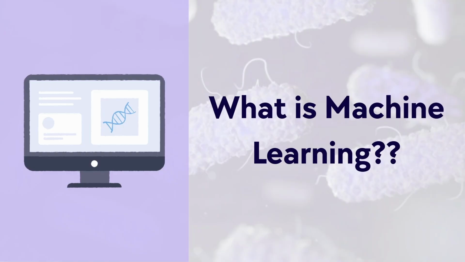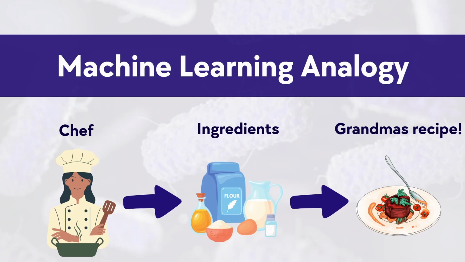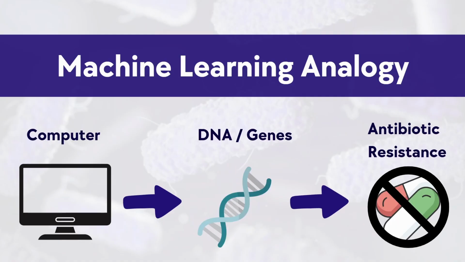What is machine learning? To explain how this works, let's use a cooking analogy. Imagine you're training a new chef. The chef's goal is to recreate grandma's secret recipe, but they don't have the recipe written down. Instead, they're given a list of ingredients and have to experiment, learning through trial and error which combination makes the dish taste just right. This is essentially what machine learning does with bacteria.